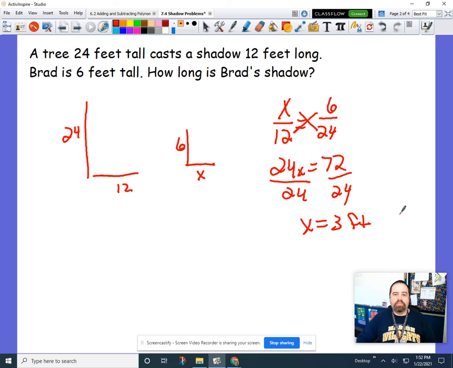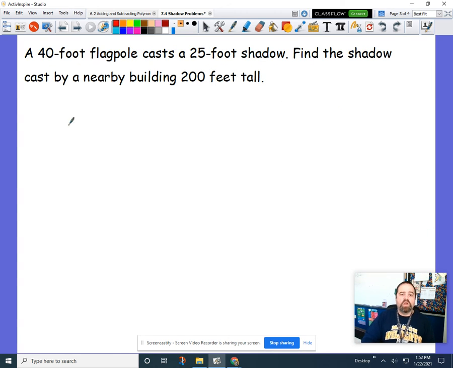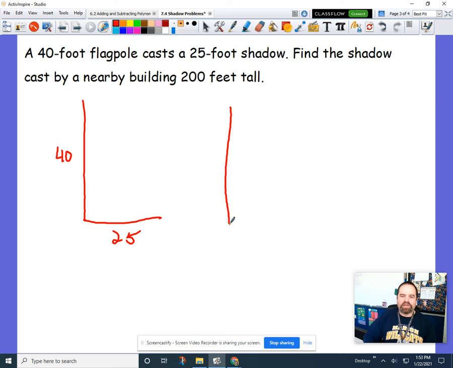Okay. There's more than one way to do these. Please don't think that I'm telling you there's only one way to do these, but I'm going with the most direct route tied exactly into what we've been doing the last few days. All right, a 40-foot flagpole casts a 25-foot shadow. Oh, my pictures are backwards. Find the shadow cast by a 200-foot tall building.